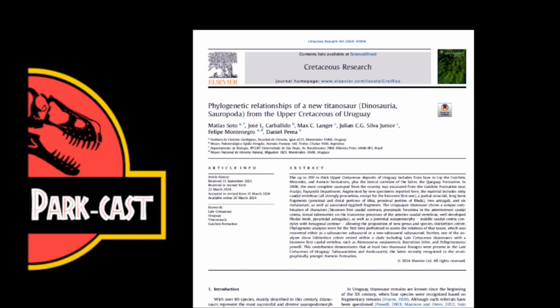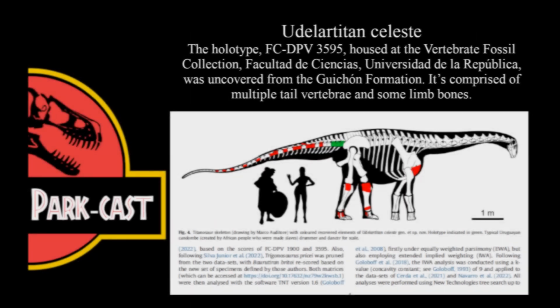All right, dinosaur news. A new titanosaur was named in the March 2024 edition of Cretaceous Research in the paper Phylogenetic Relationships of a New Titanosaur from the Upper Cretaceous of Uruguay. Udalartitan celeste was a small-sized titanosaur measuring from 15 to 16 meters in length. Its titanosaur affinity is suggested by several anatomical traits, such as strongly procoelous vertebrae spanning throughout the tail, a condition known only in most titanosaurs and several mamenchisaurids. Udalar is an acronym for the Universidad de la República, and Titan is Greek for giant, and Celeste is Sky Blue, a nickname for the Uruguayan international sports teams. So Udalar's Sky Blue Giant is what the name means.